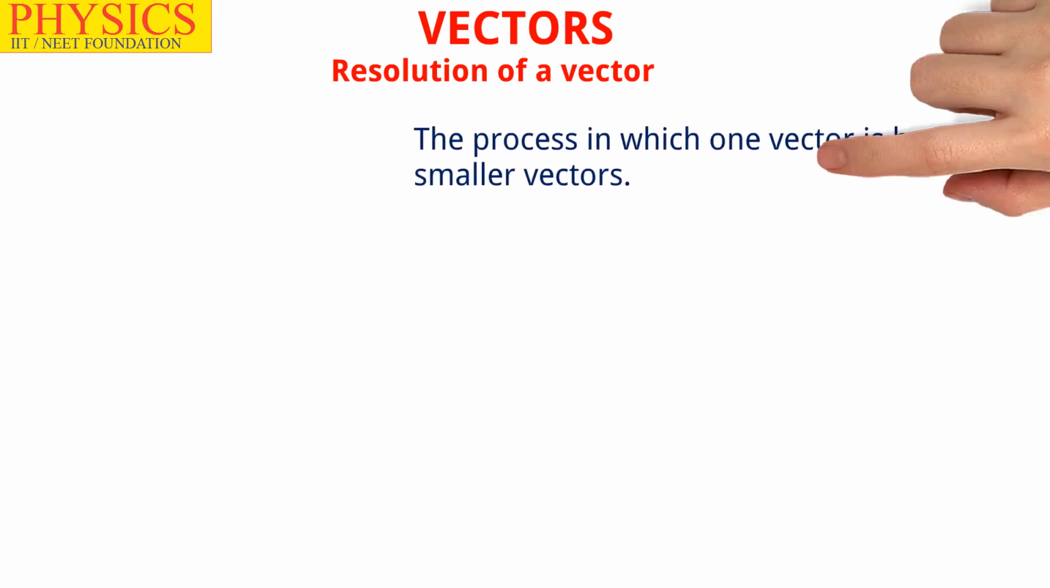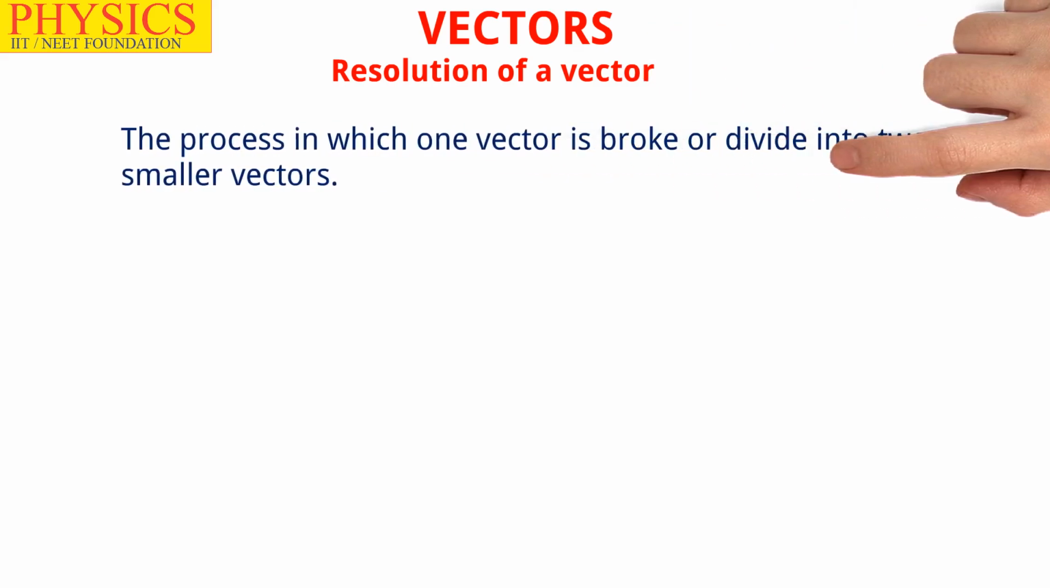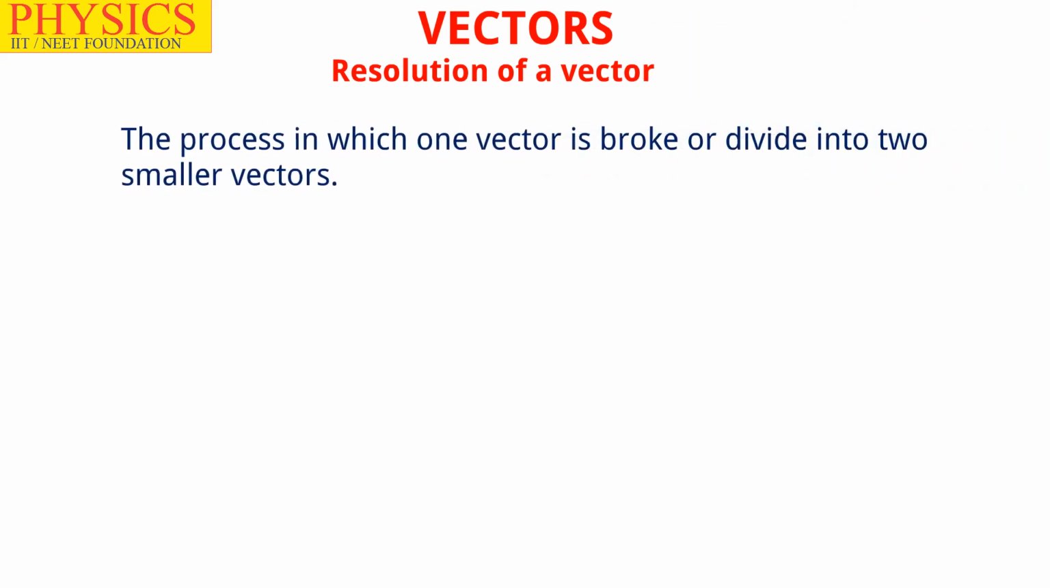Next concept is resolution of a vector. Resolution of a vector is nothing but the process in which one vector is broken or divided into two smaller vectors. What we are doing here? We are dividing a vector into two smaller vectors. So this concept is known as resolution of a vector. This is a very important one. So now, why should we resolve a vector, sir? What is the need?